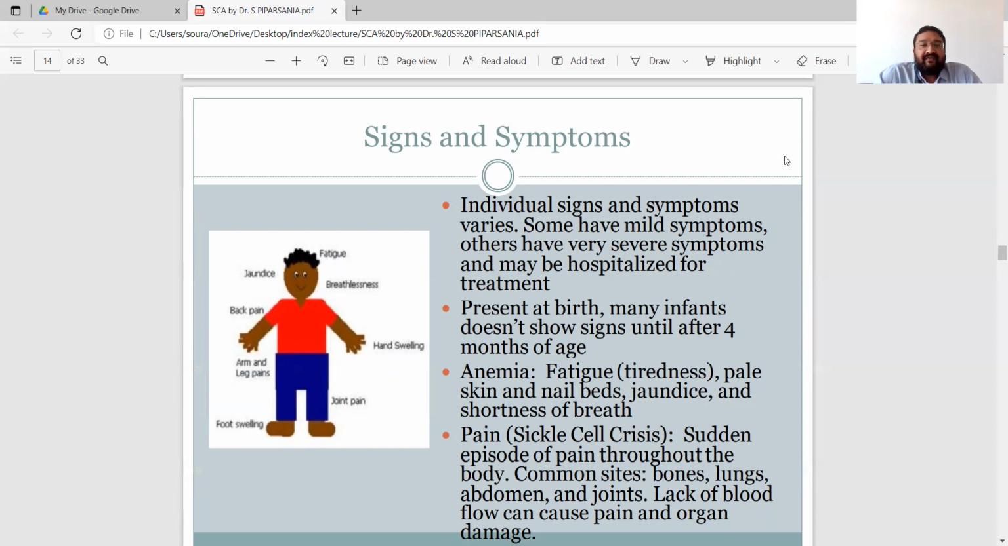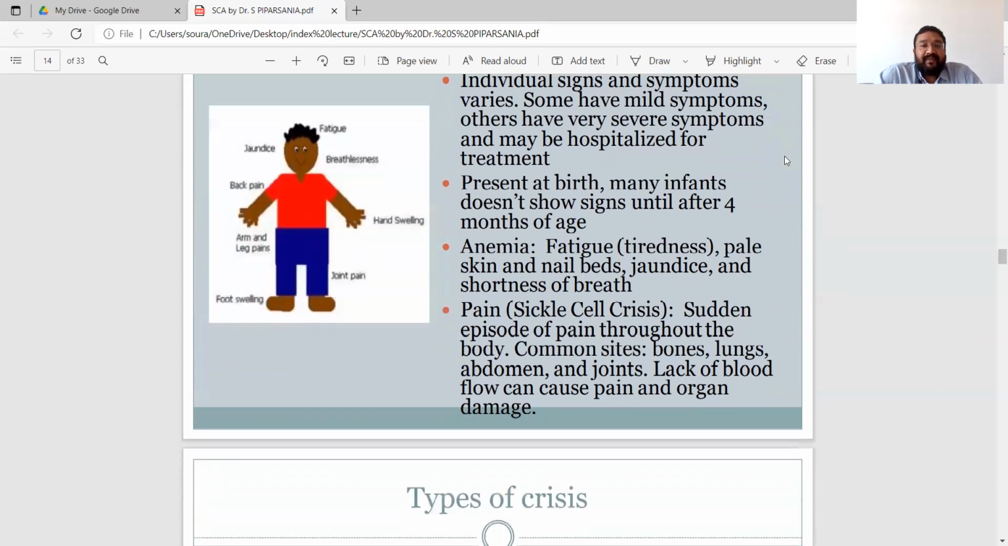Present at birth, many infants do not show any signs until after 4 months of age, because the predominant hemoglobin in this age group is fetal hemoglobin. We can see the usual signs of anemia like fatigue, feeding failure, pale skin and nail beds, jaundice and shortness of breath. Pain is the most important and the characteristic sign of sickle cell crisis.